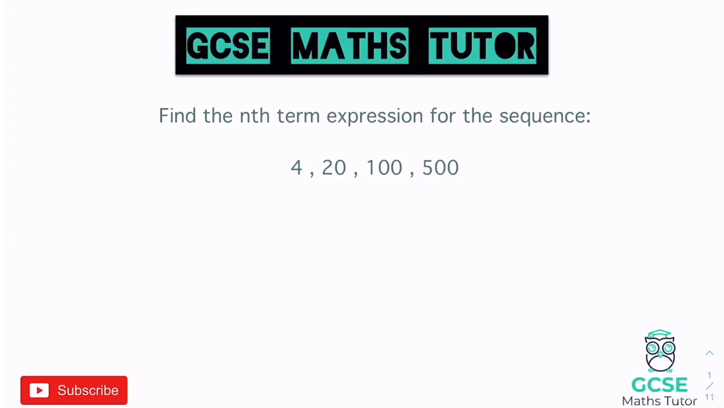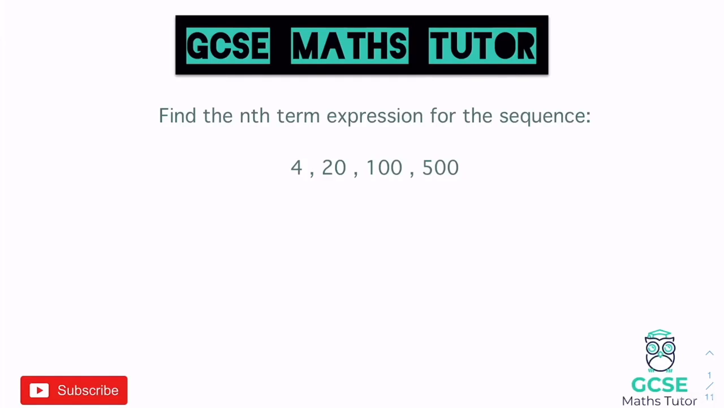Find the nth term expression for the sequence, and we've got 4, 20, 100 and 500. Now when it comes to a geometric sequence or geometric progression, what we need to have a look at is what we are multiplying each term by to get to the next one. And there's quite a simple way of doing that. You just take the bigger term and divide it by the smaller term before it.